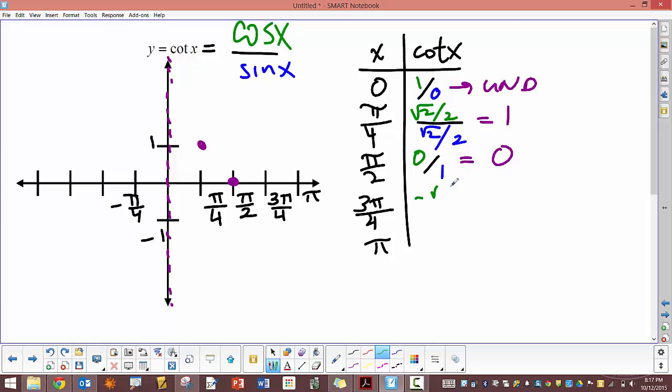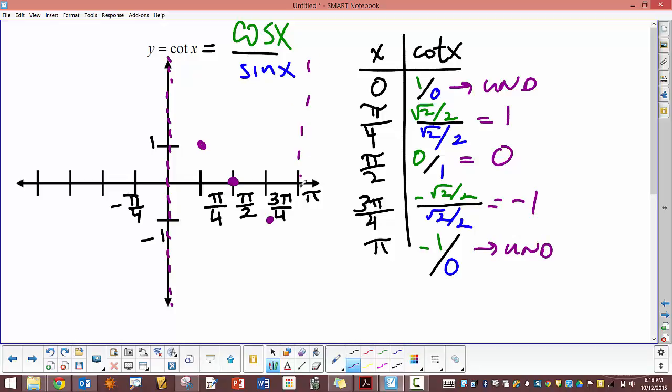Cosine in the second quadrant is negative because cosine is the x-coordinate on the unit circle, so it's negative rad 2 over 2. Sine is positive rad 2 over 2, and so cotangent of 3 pi over 4 is negative 1. Okay, and at pi, lastly, cosine of pi is negative 1, and sine of pi is 0. So at pi, we get undefined, which we now know is a vertical asymptote.